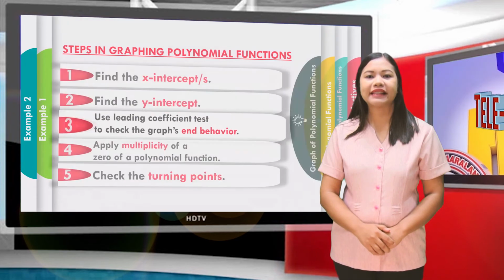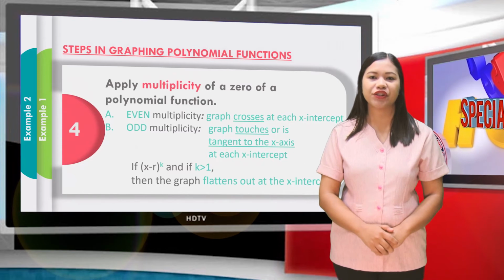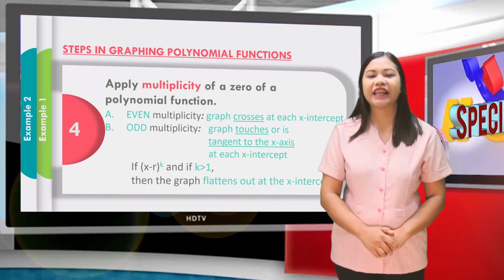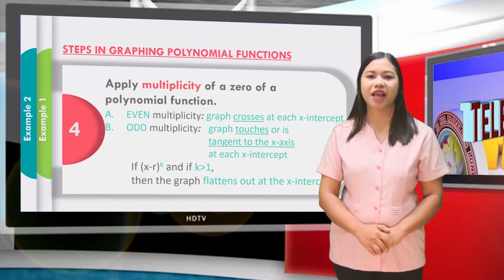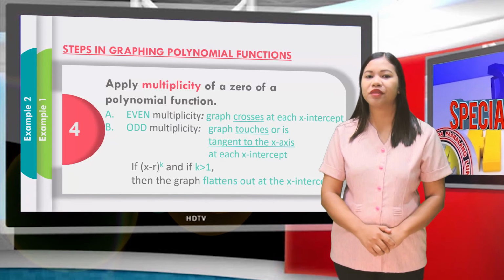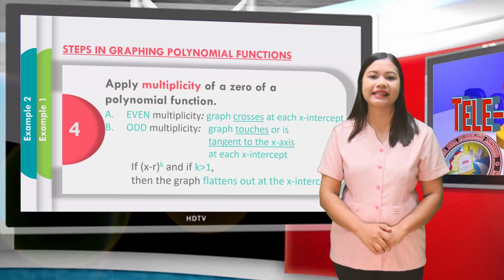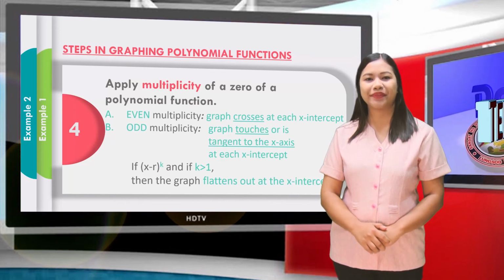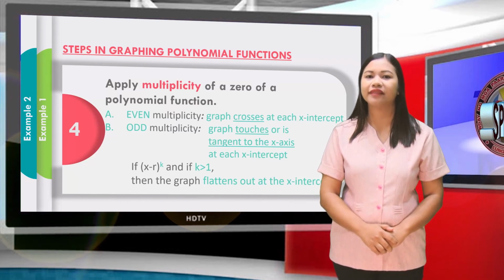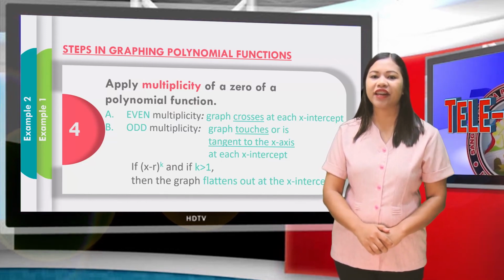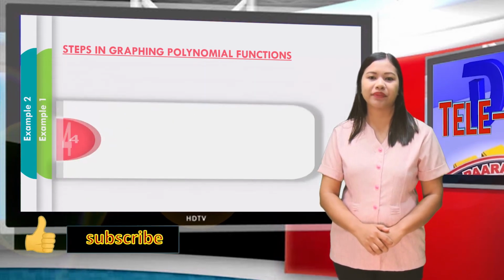To apply multiplicity of a0 of a polynomial function, consider these conditions. If it is an even multiplicity, the graph crosses at each x-intercept. If it is an odd multiplicity, the graph touches or is tangent to the x-axis at each x-intercept. If it is expressed into quantity x minus r raised to k, and k is greater than 1, then the graph flattens out at the x-intercept.